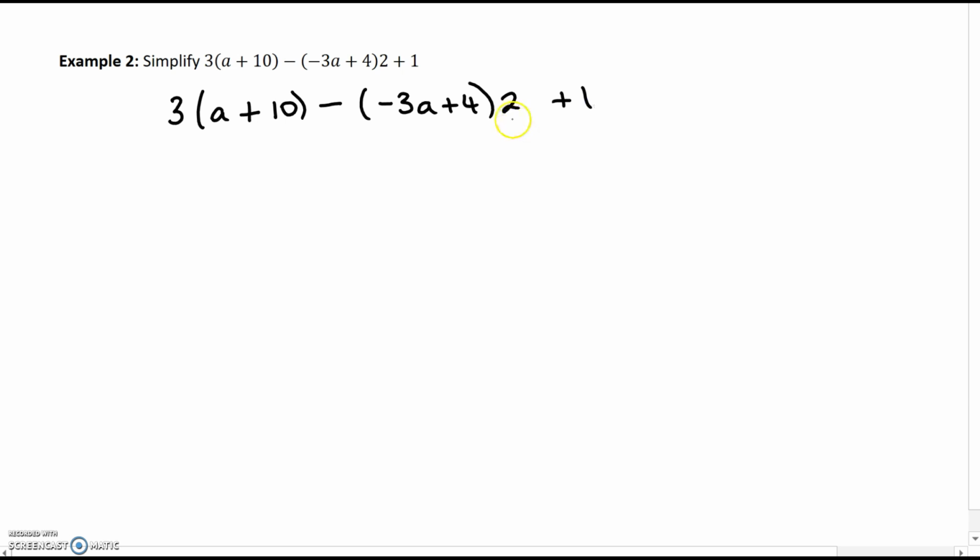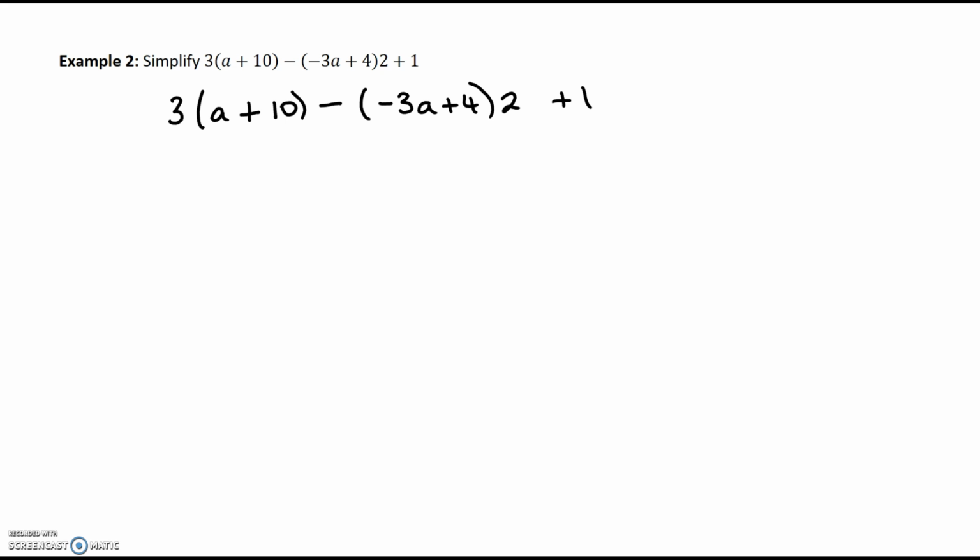The 2 is multiplication. The 2 is involved in multiplying the negative 3a plus 4 because it's written up against it. Usually you'd write the number in front, but occasionally you might see the number written behind the parentheses. As long as it's written right beside it with no plus or negative sign between the parentheses and the number, then it's still multiplication.